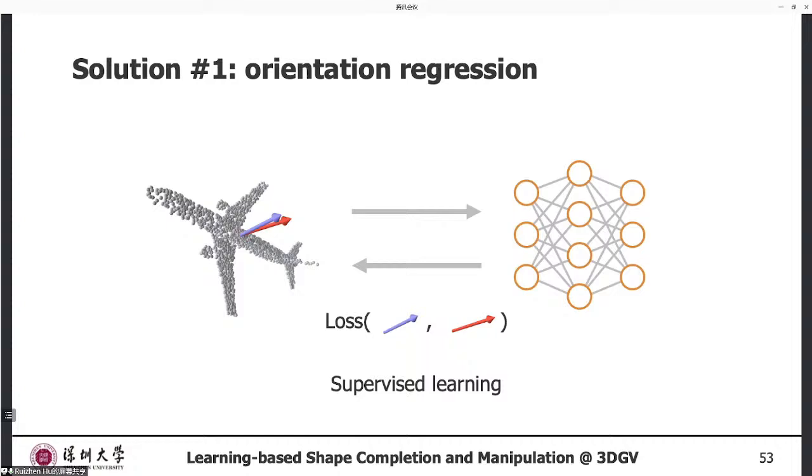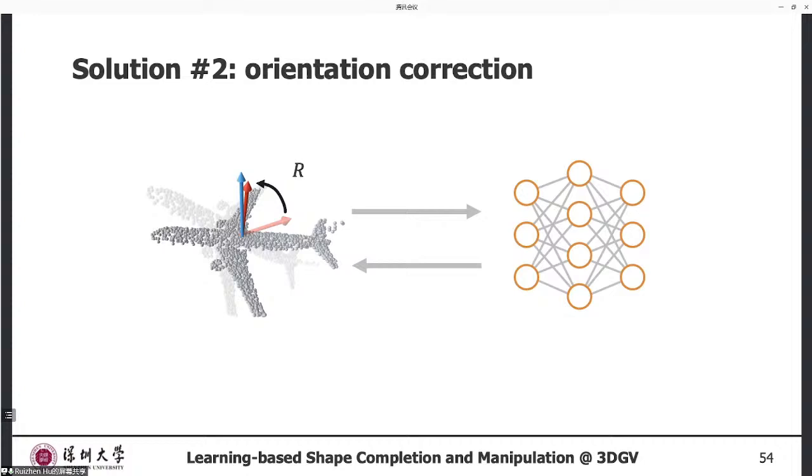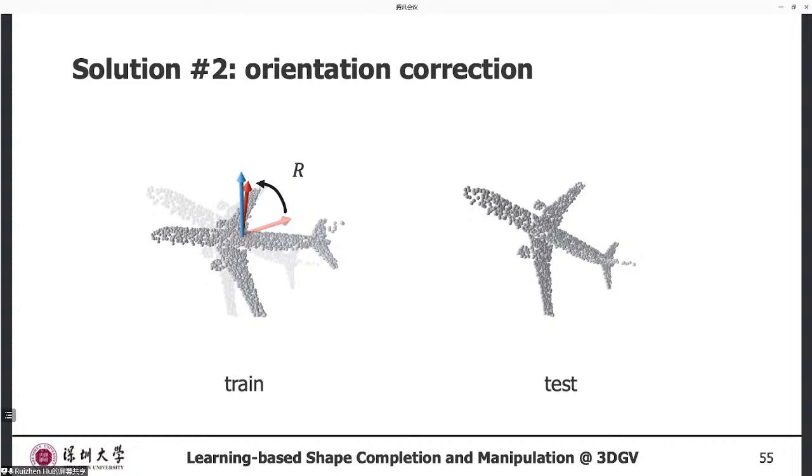That is to consider it as an orientation correction problem with the target upright direction, which is the z-axis, shown as the blue arrow here. The goal is to predict the rotation matrix that can turn the current upright direction to the target direction. Then for a testing shape, once we have the predicted rotation matrix R, we can rotate the target upright direction back to get the predicted direction for the input shape.